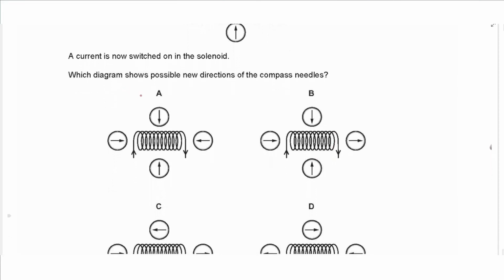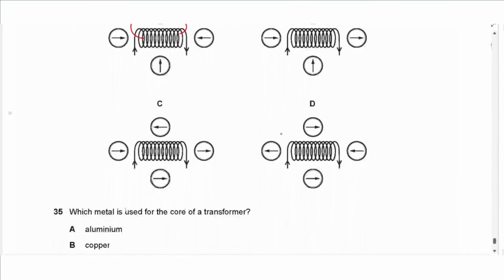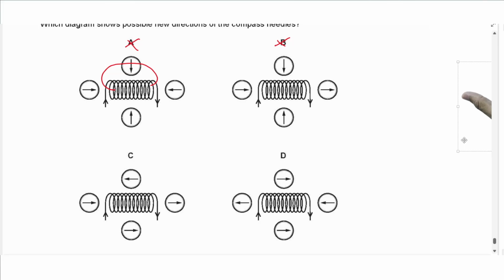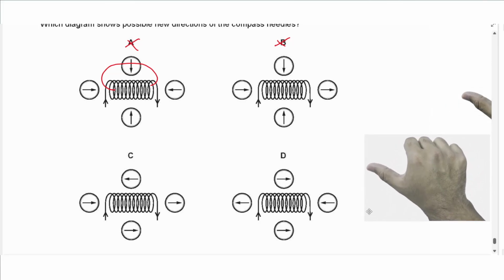So the first two are wrong, since the compass should point horizontally. Since there would be a magnetic field line pointing this way, it's either right or left, not pointing towards the solenoid. So it's either C or D.